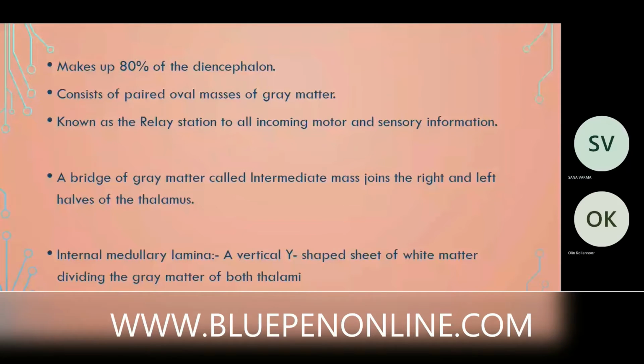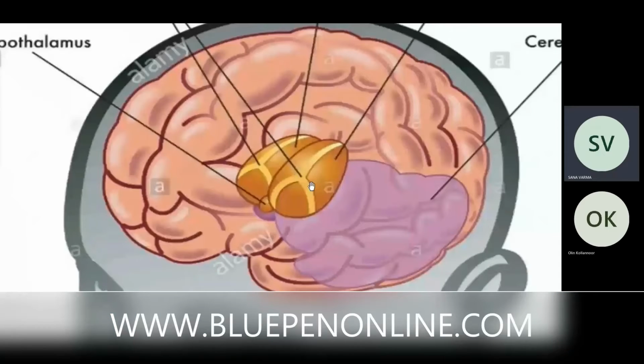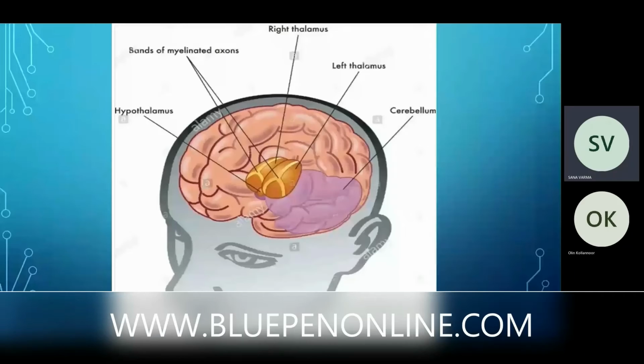Yes, this is the intermediate mass. And this is the vertical Y-shaped sheet of white matter that divides the gray matter inside the thalamus. It divides the thalamus into various nuclei, and all of these nuclei have individual functions. But generally, we say a few functions for the thalamus.